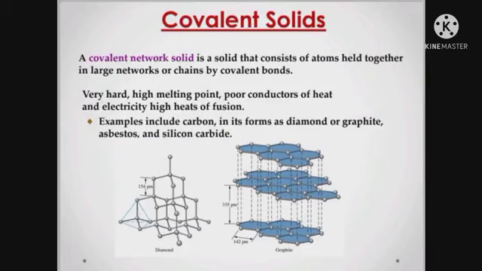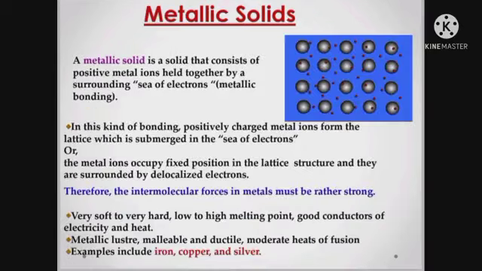A covalent network solid is a solid that consists of atoms held together in a large network or chain by covalent bonds. It is very hard, having a high melting point, and is a poor conductor of heat and electricity. Examples include carbon in its form as diamond or graphite. Now the next one is metallic solid.